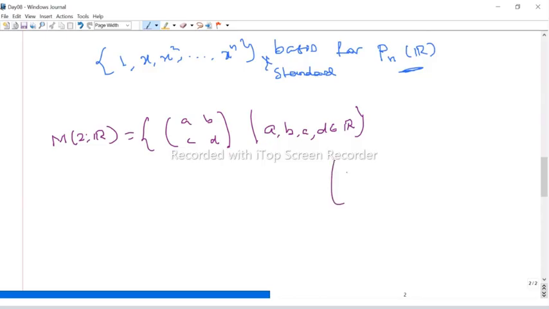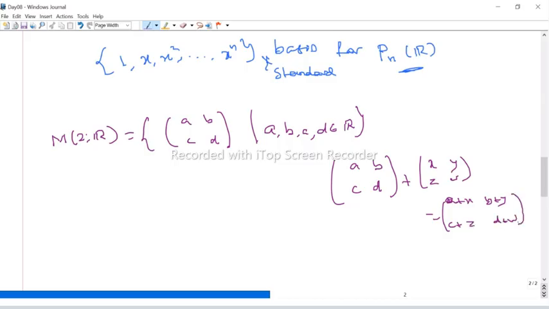Now we know how to add two matrices. Suppose we have one matrix A, B, C, D, and another matrix X, Y, Z, W. Then we can add term by term: A plus X, B plus Y, C plus Z, D plus W. So this is addition. What is the scalar multiplication? If you multiply a scalar alpha to the matrix A, B, C, D, you multiply term by term: alpha times A, alpha times B, alpha times C, alpha times D. This is scalar multiplication, and that was matrix addition.